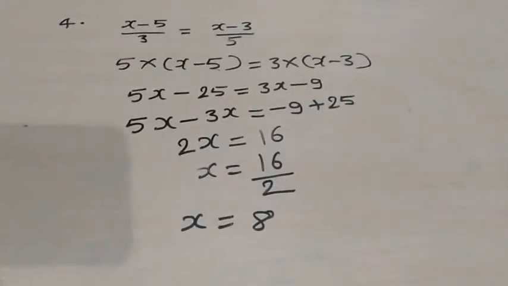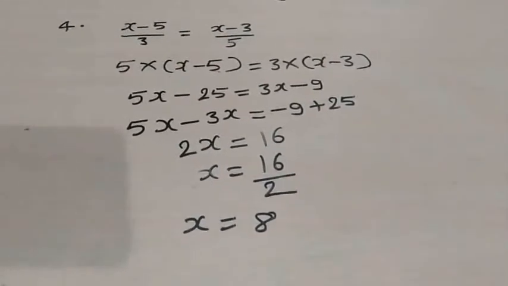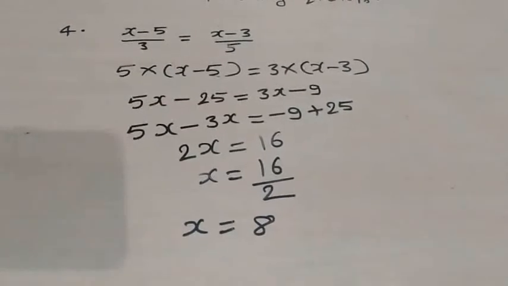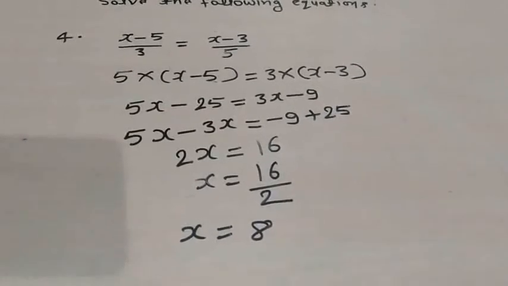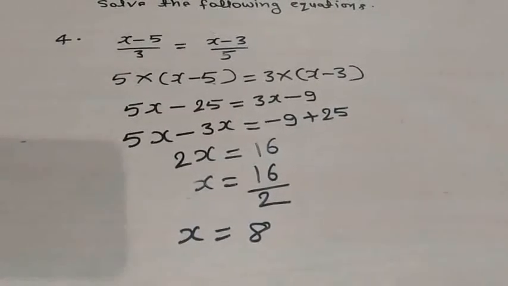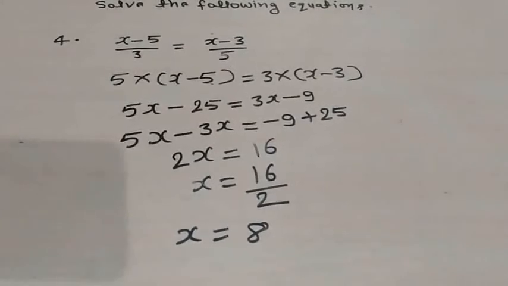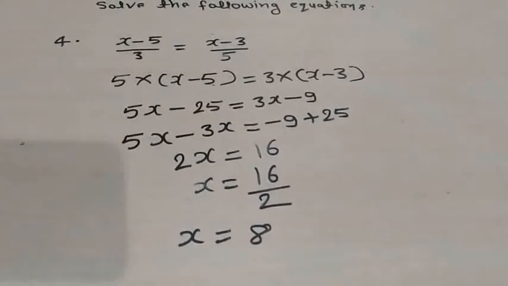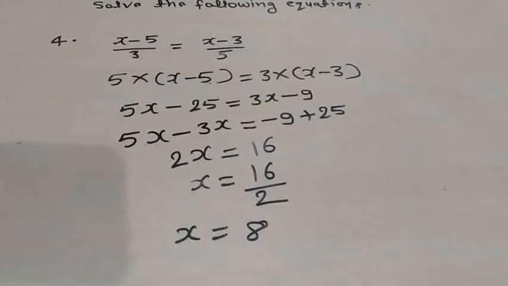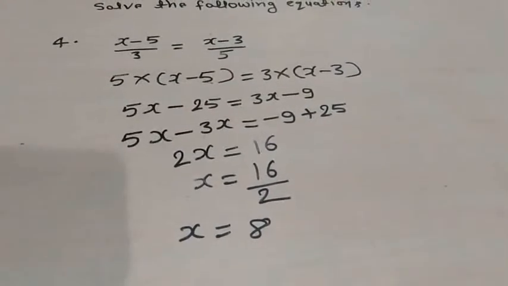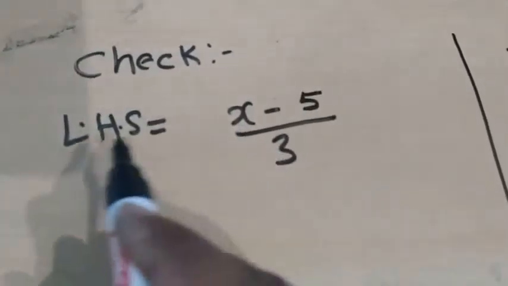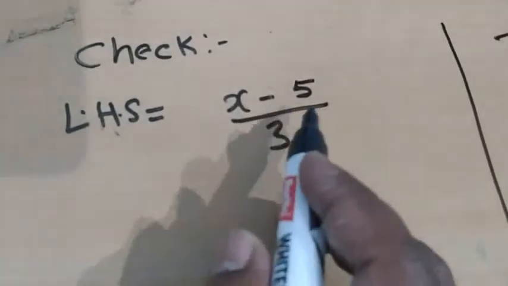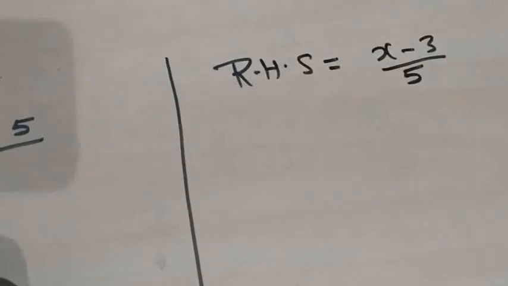Now we find x is equal to 8. This is our solution. Now we are going to check whether x is equal to 8 is right or wrong. So first we take left hand side and put the value of x, and after this we take right hand side and put x is equal to 8. If the value of left hand side and right hand side both are equal, then you can say our solution is right. So here, this is left hand side, x minus 5 by 3, the value of x is 8, and this is right hand side, x minus 3 by 5.